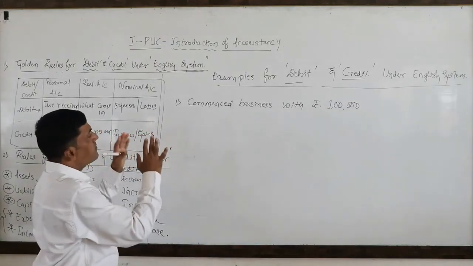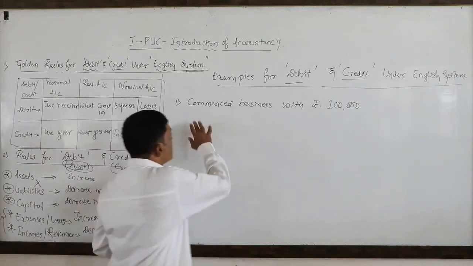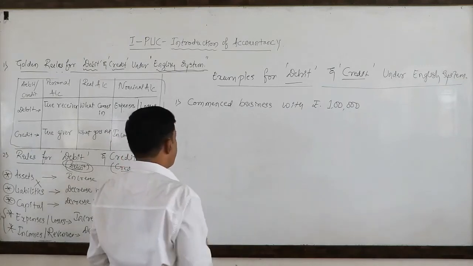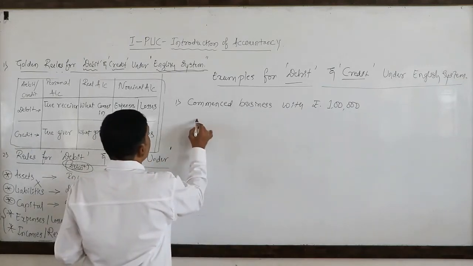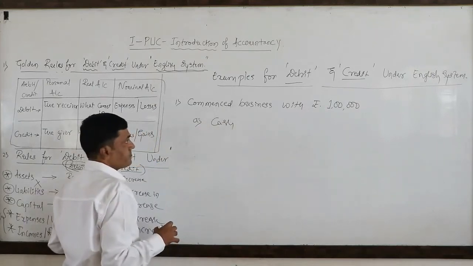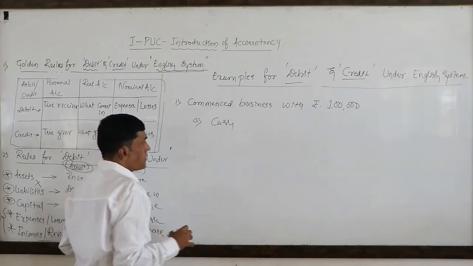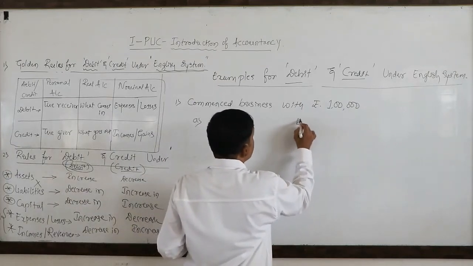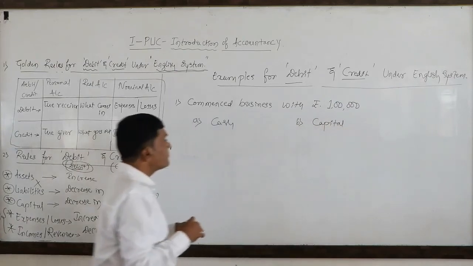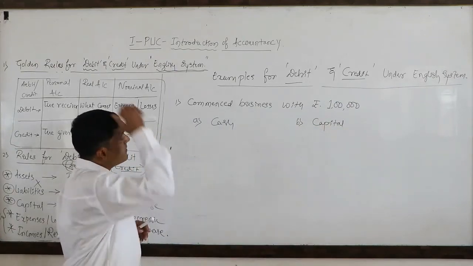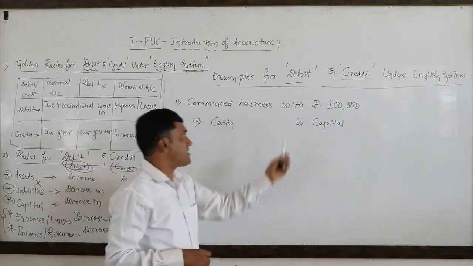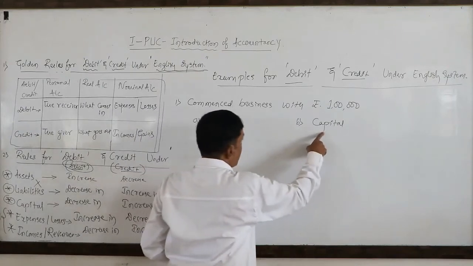By observing this business transaction, we can classify two aspects. The one is cash. Another one is capital. With this, we can identify the twofold aspects of this business transaction. One is cash, another one is capital.